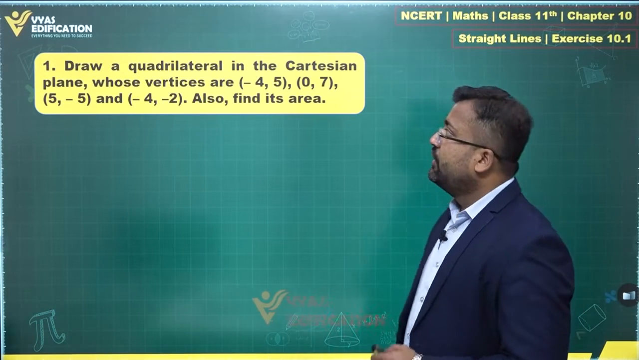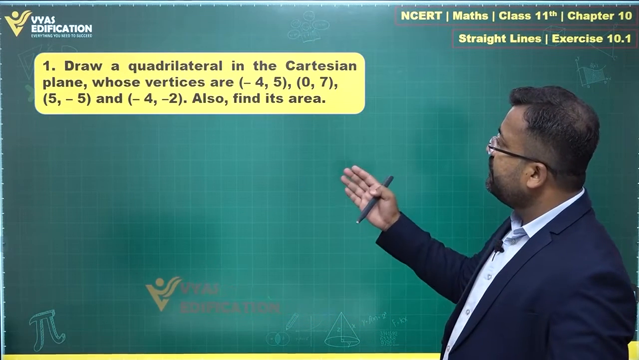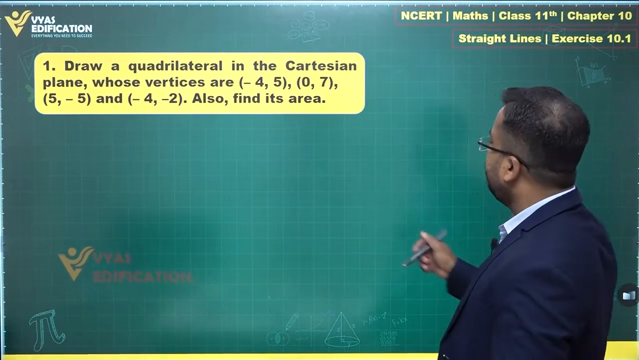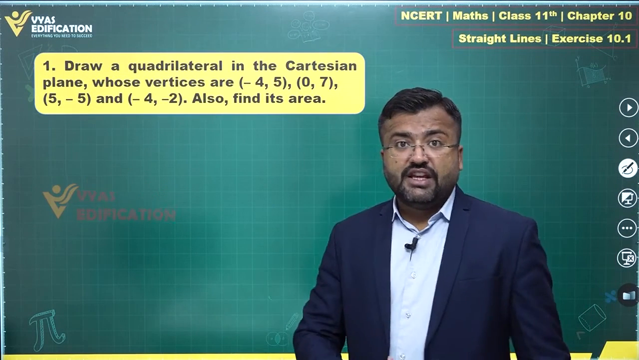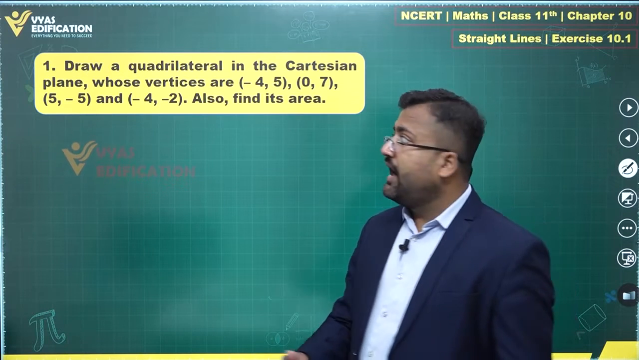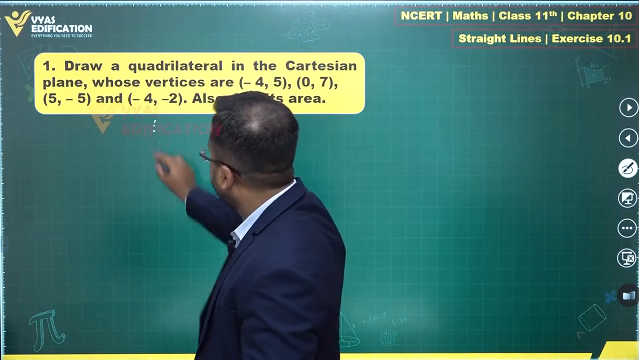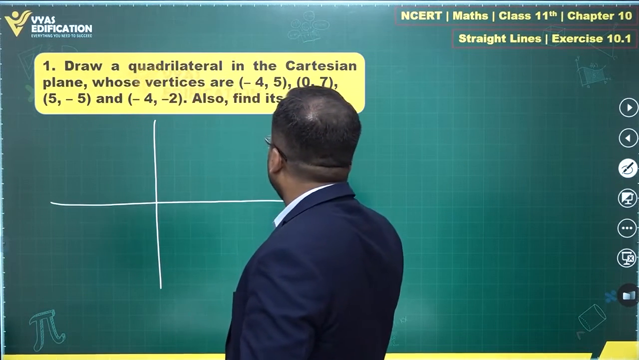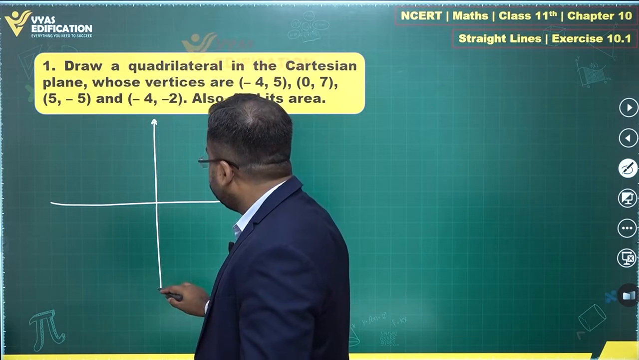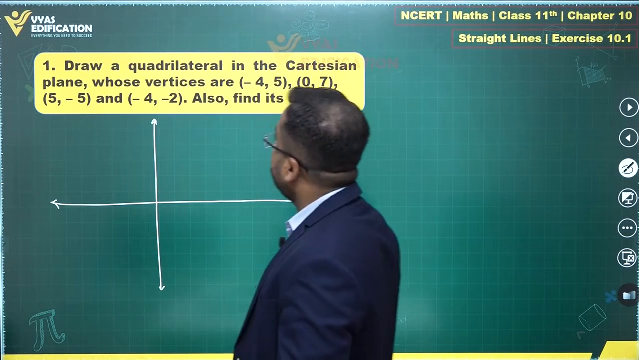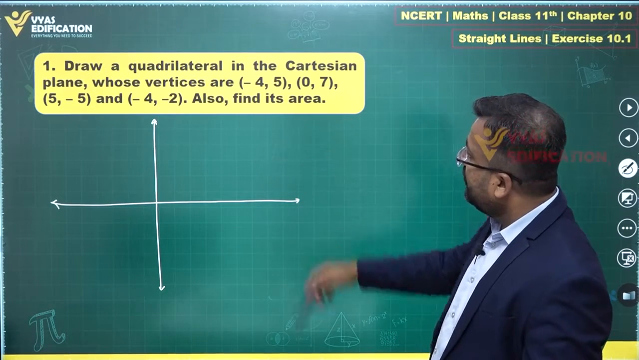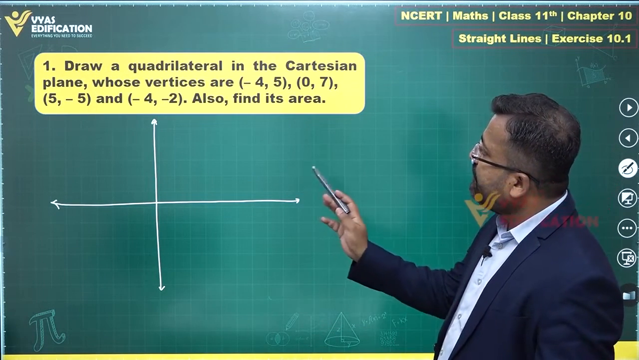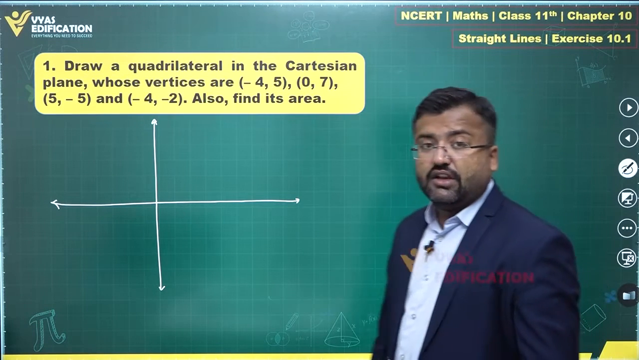Question number 1 says, draw a quadrilateral in the Cartesian plane whose vertices are these four points, also find its area. Now how will we deal with this one? The first thing it says is to draw a quadrilateral in the Cartesian plane. So let's first draw a rough Cartesian plane in this manner and see where that takes us. You have minus 4, 5, 0, 7, 5, minus 5, minus 4, minus 2. You'll need a lot of points.